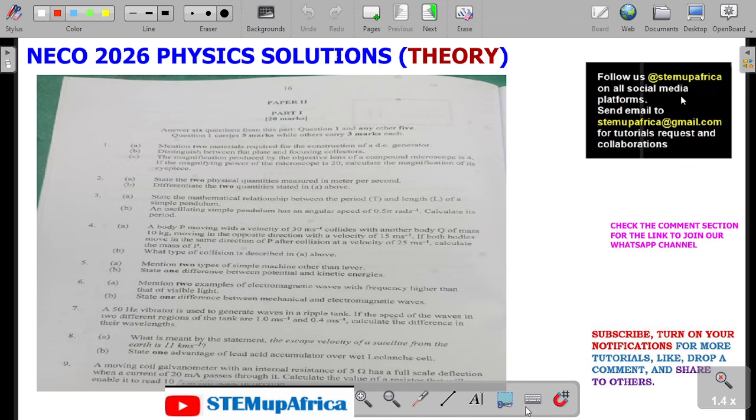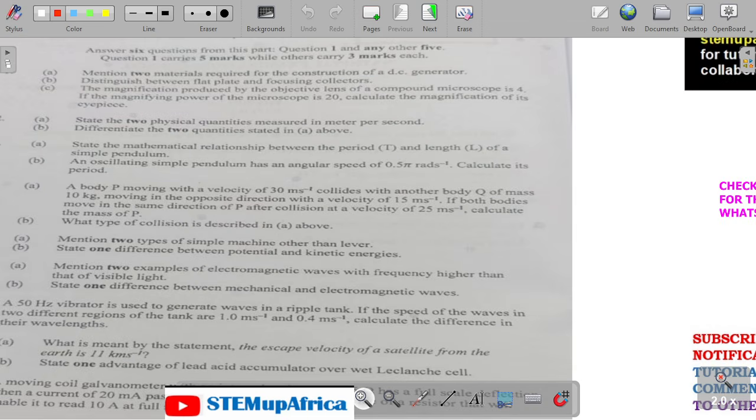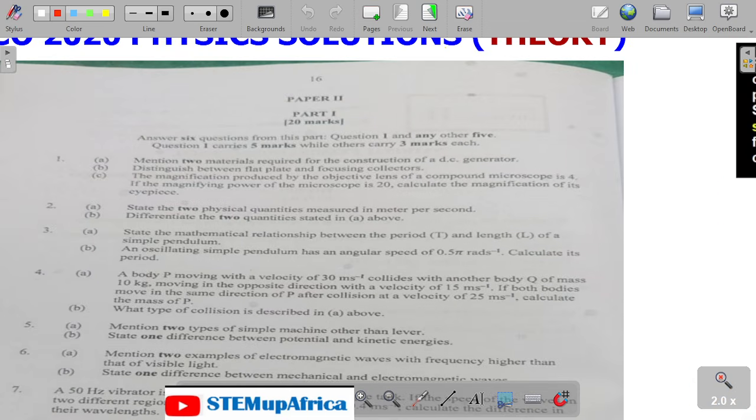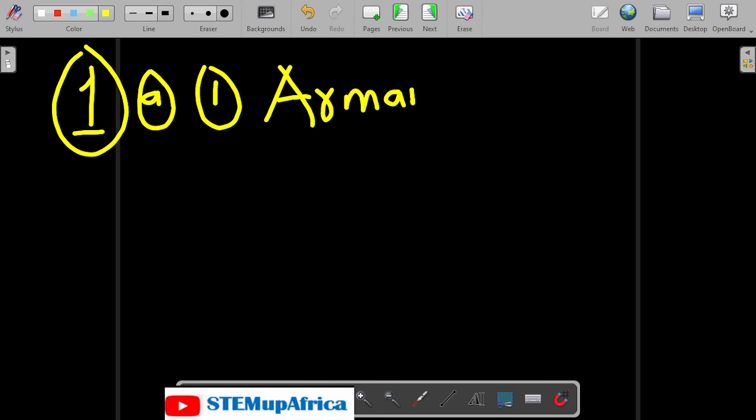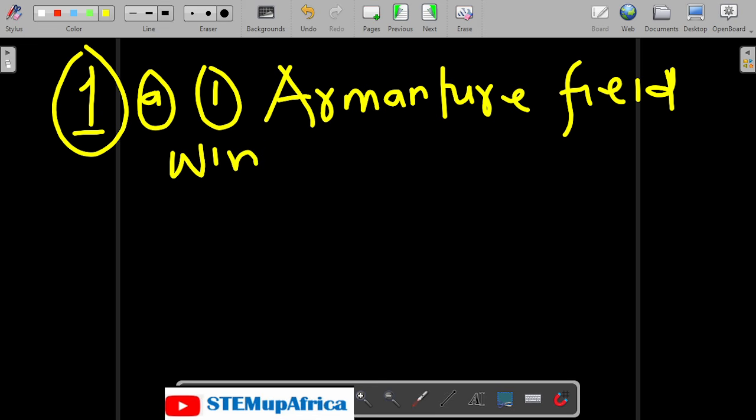Let's go to question 1. Question 1 says, mention two materials required for the construction of a DC generator. We know a DC generator is made up of a lot of material. So let's go. Number 1A. Materials contain: 1. The armature field windings. That's one of the materials used to produce a DC.